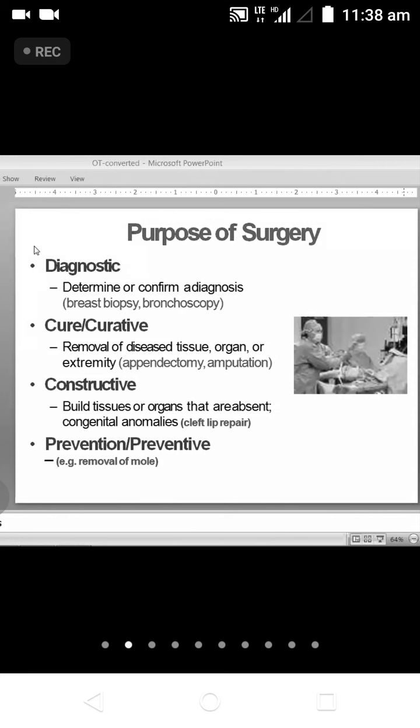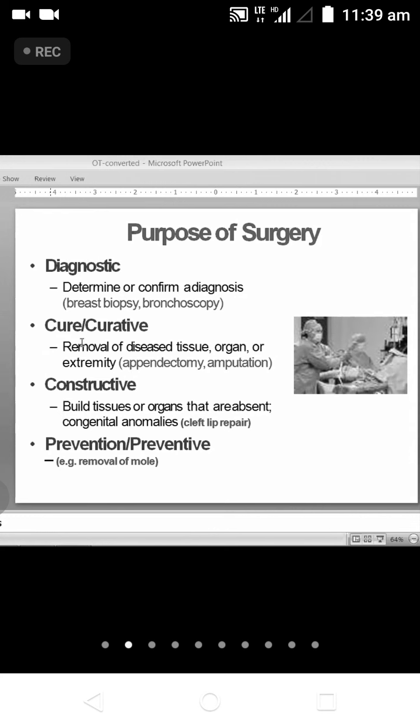First purpose is for diagnostic. You are able to hear me, right? You are listening? Yes, ma'am. So the first purpose is diagnostic purpose: to determine or confirm the diagnosis, the doctors will be doing the surgery. For example, breast biopsy, bronchoscopy. We have seen already.